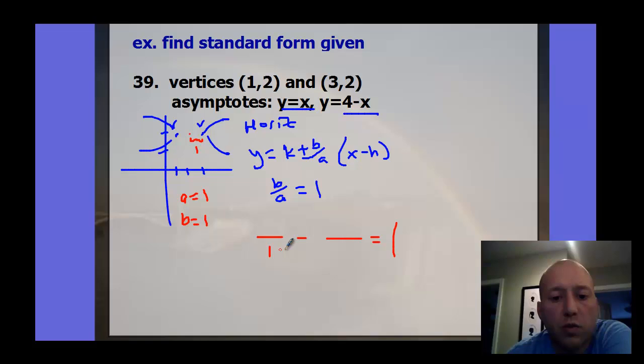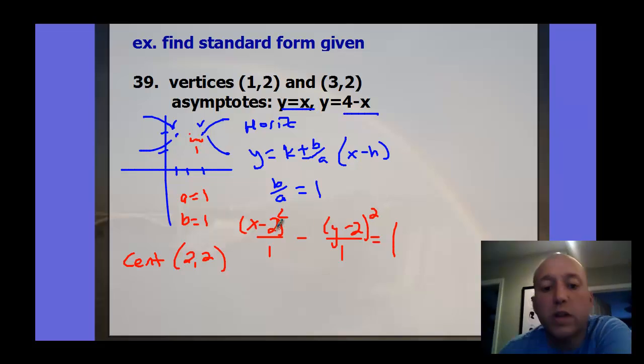A always goes first, so 1 squared. And then b is the same, 1. And then because our center is (2, 2), then we put the x, it's horizontal, so x comes first: x minus 2 squared, and then y minus 2 squared. So they look quite similar, but because of the subtraction here, it's a hyperbola, and if it was plus, it would actually be a circle.